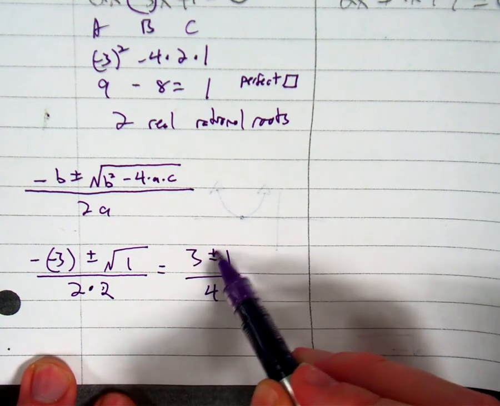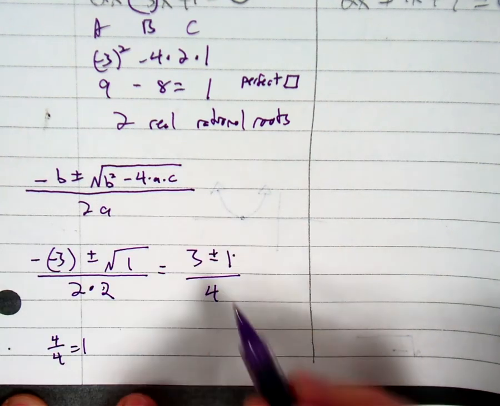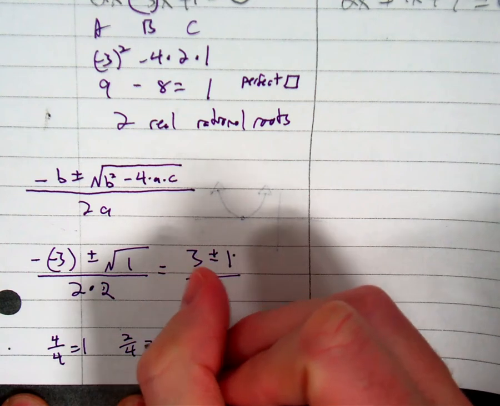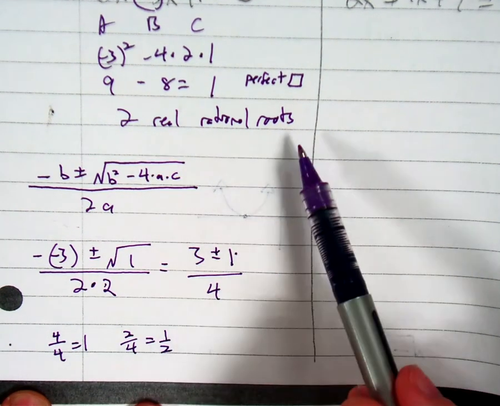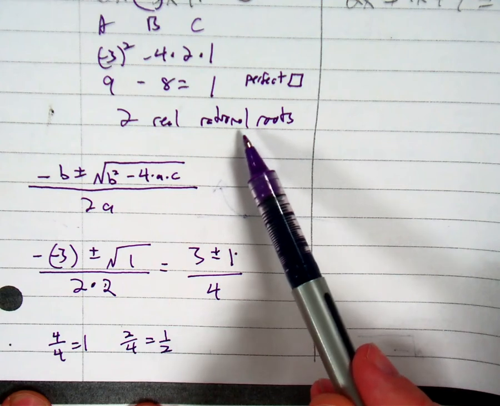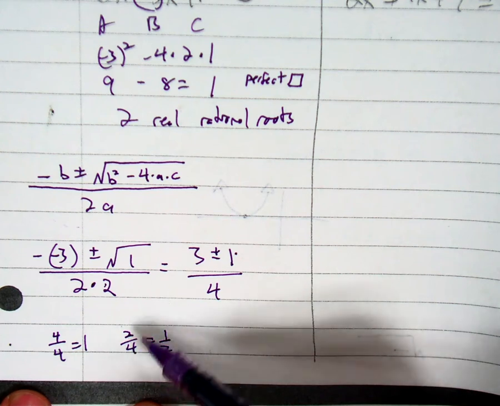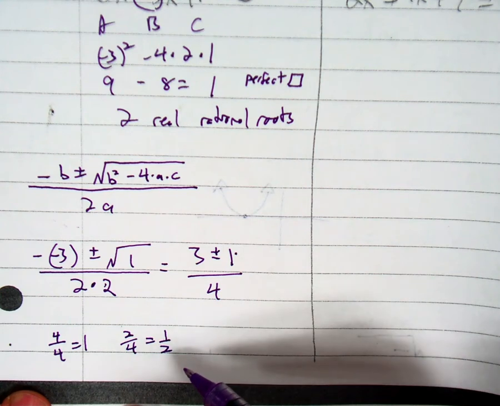3 plus 1 is 4 over 4. That's going to be 1. 3 minus 1 is 2 over 4, and that's a half. Two real rational roots. Rational means you could write it as a fraction. Here they are. And nice numbers. Half is not bad. 2/4 is not bad. Those are good numbers. Those are nice fractions. It's not like it's 17/19ths or anything ridiculous.